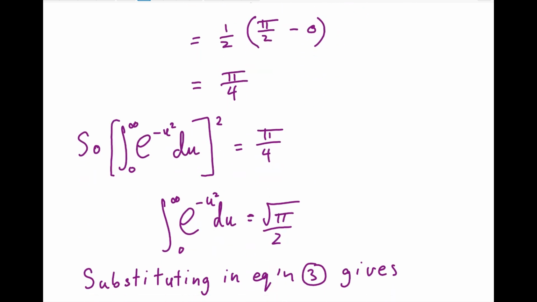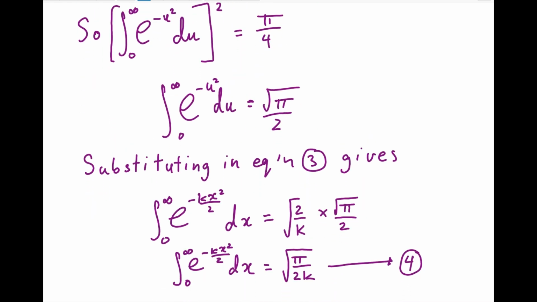Remember, that's the square of our integral. So it tells us that what we want to get is the integral itself. We take the square root. Our integral becomes root pi on 2. Sorry, root pi on 2.